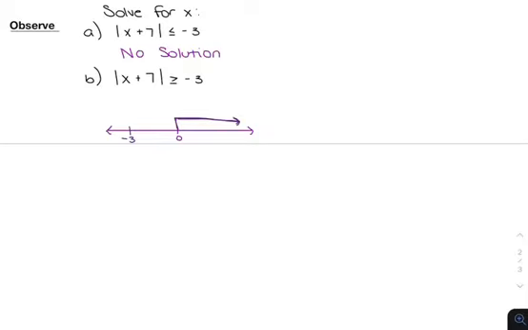This means that your answer is all real numbers because all of them work. Another way to express this is that x is in the real numbers. This is a shorthand, and you can use it too.